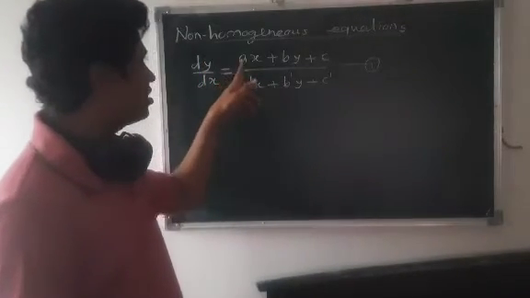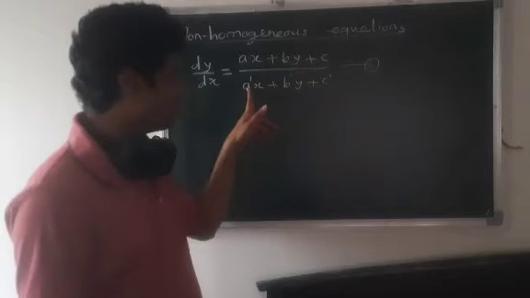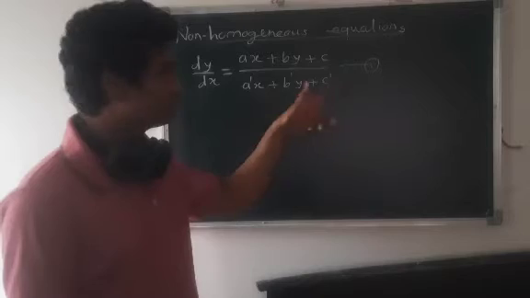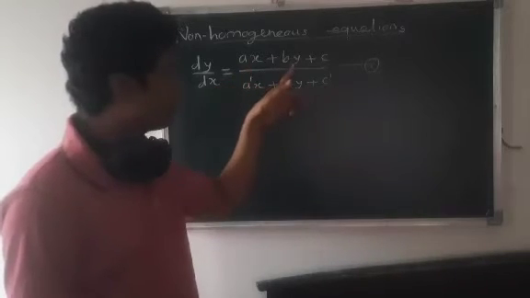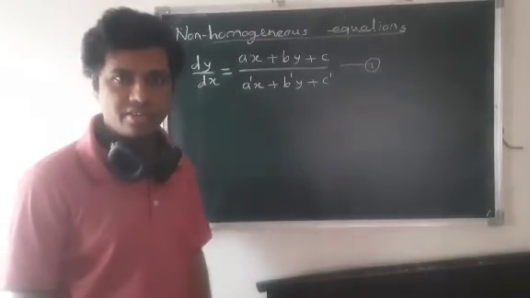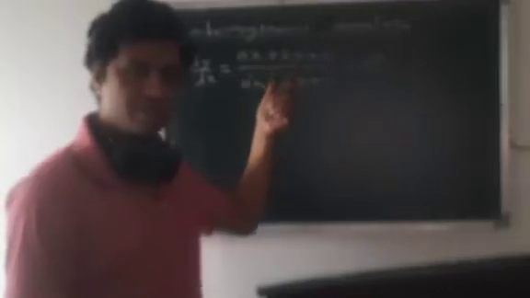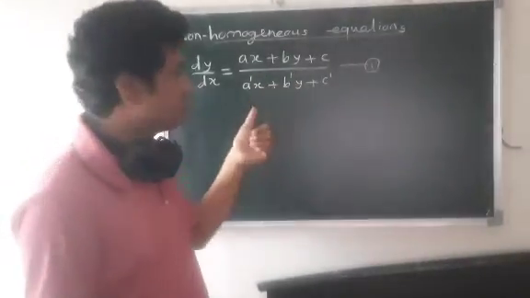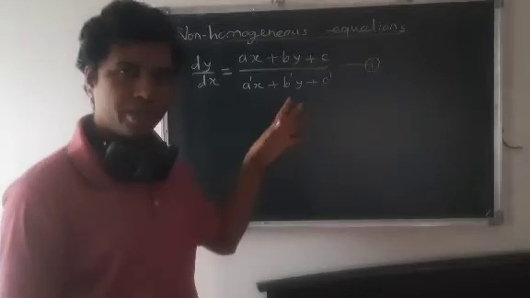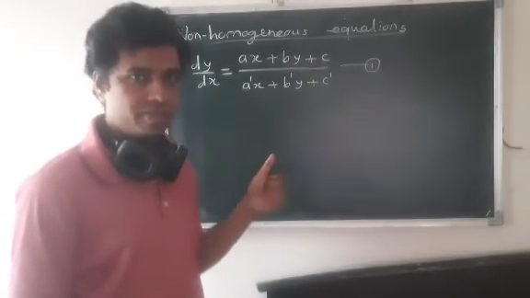The right hand side is ax plus by plus c divided by a dash x plus b dash y plus c dash. So here x and y are variables. x is the independent variable. a, b, c, a dash, b dash, c dash are constants. Now if c and c dash are 0, then this equation is a homogeneous equation of degree 1. So we discuss a method to convert this equation to a homogeneous differential equation.